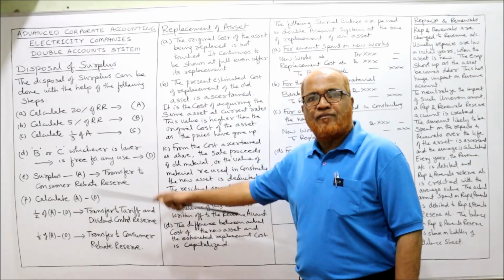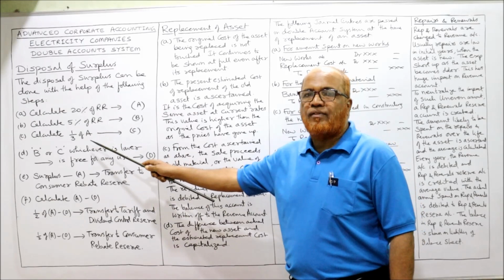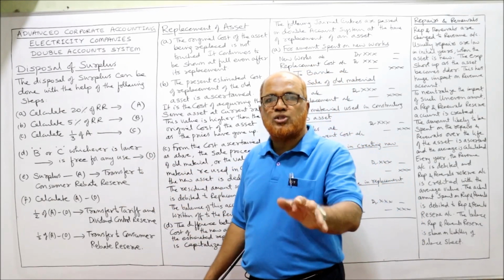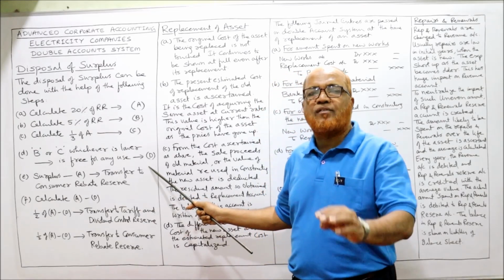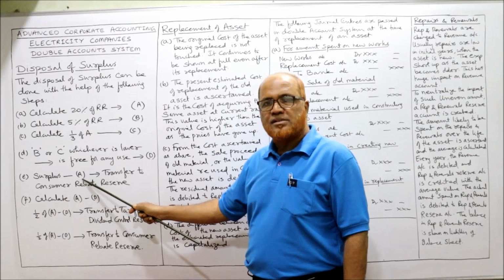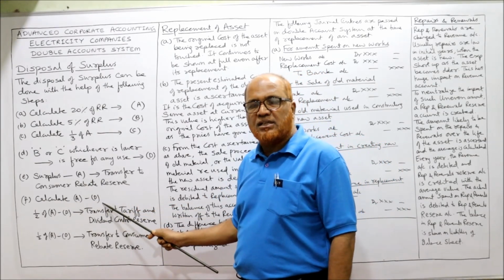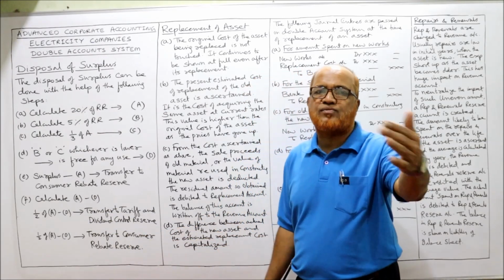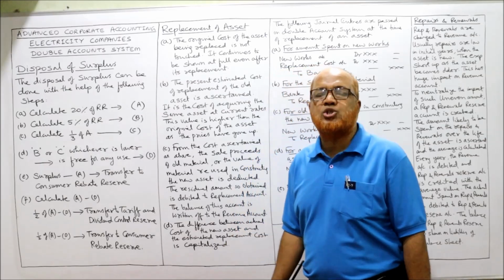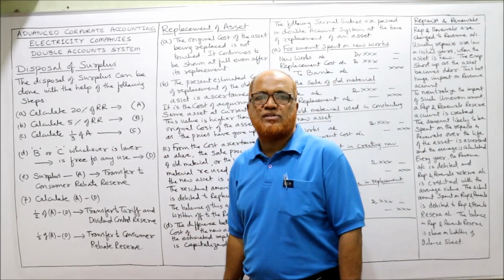These are the steps. First A, calculate 20% of RR. Second, B, 5% of RR. C, 1/3 of A. Then B or C, whichever is lower, call it D. That is for free use of the company. Now surplus minus A, transfer to consumer rebate reserve. Now calculate A minus D. Half of A minus D is transferred to tariff and dividend control reserve. Half of A minus D will be transferred to consumer rebate reserve. That's it. So this is all about disposal of surplus.